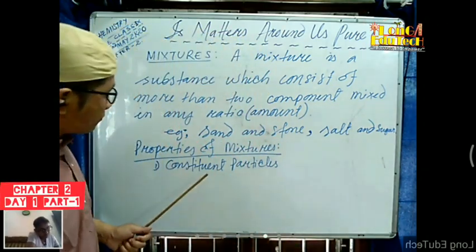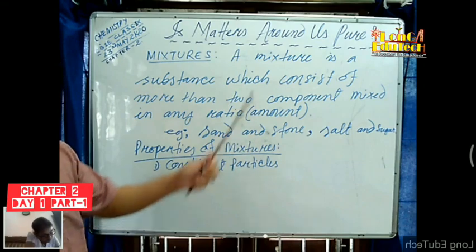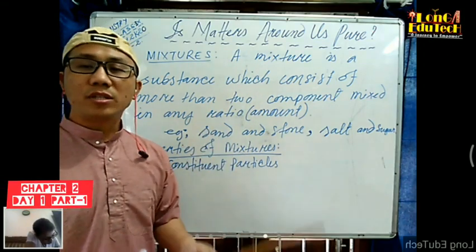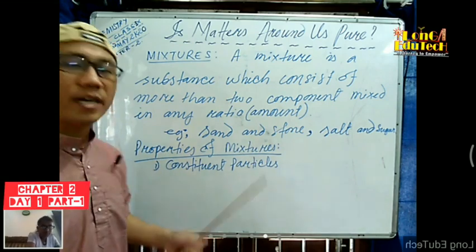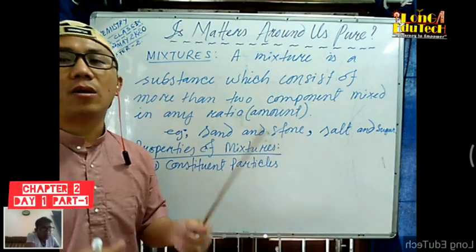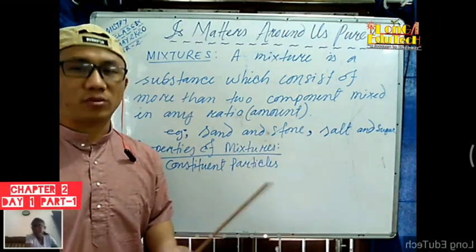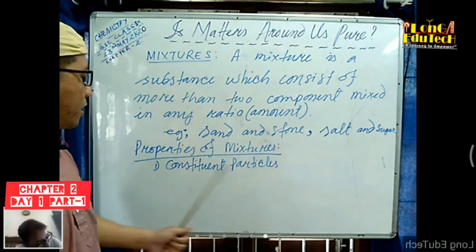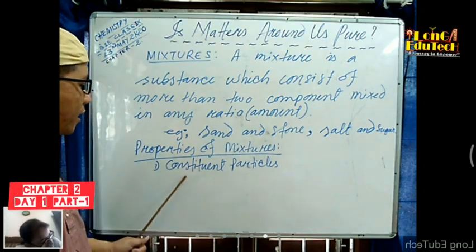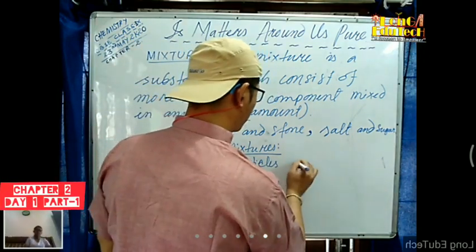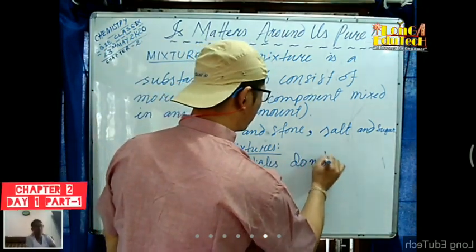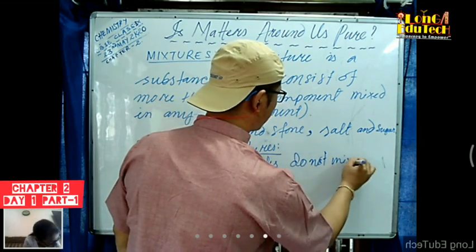We cannot say this about a type. Whether it is homogeneous or heterogeneous, you can never say, because these are properties of a mixture. Homogeneous and heterogeneous come under the types of mixture. So the property of a mixture is that the constituent particles do not mix throughout.